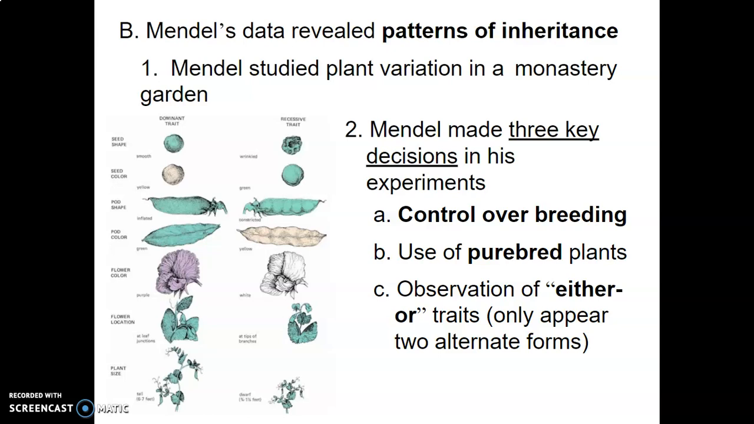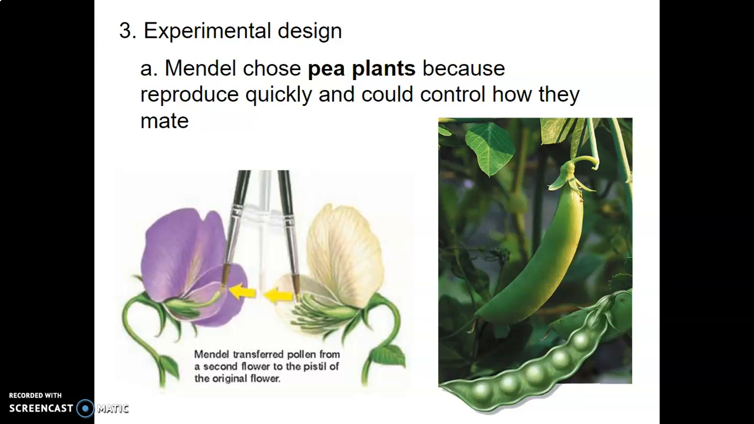We're talking about Mendel's experiments with peas. Let's look at these decisions he made a little closer. So this is the next part in your student notes. Shouldn't be off track at all.